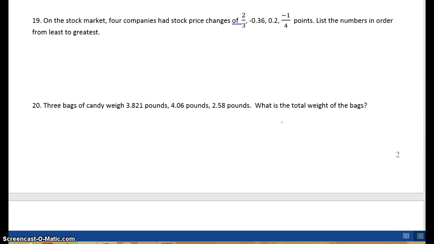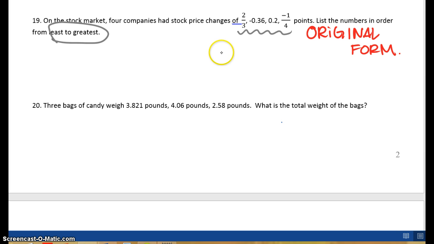Number 19 is on the stock market. Four companies had stock price changes of 2/3, negative 36/100ths, 2/10, and negative 1/4. List the numbers in order from least to greatest. Least to greatest is one of the most important parts of this problem for us. So what I'm going to do here is change each one of these into decimal form first, to compare those, and then put them back in order in their original form. So make sure we write original form, just so we remember to do that at the end.